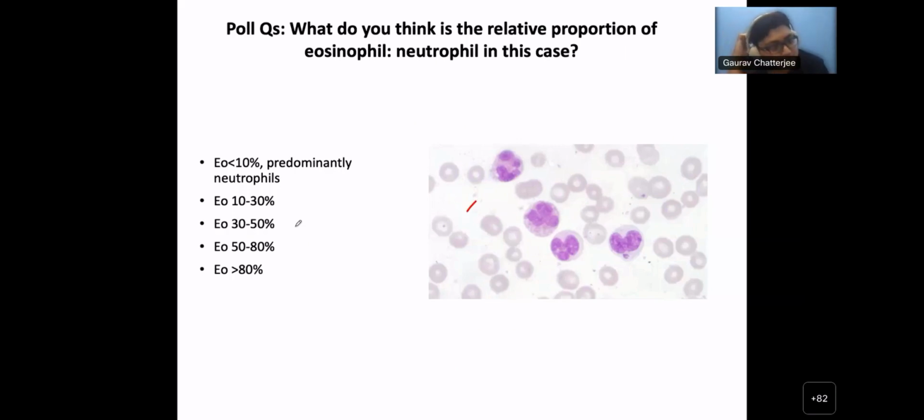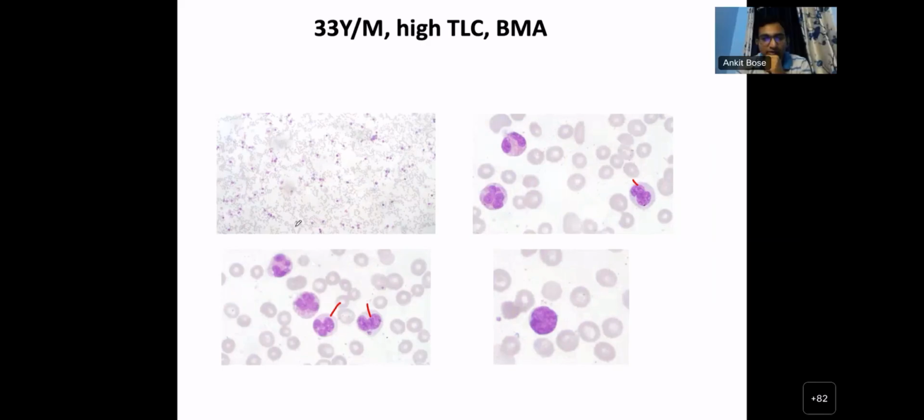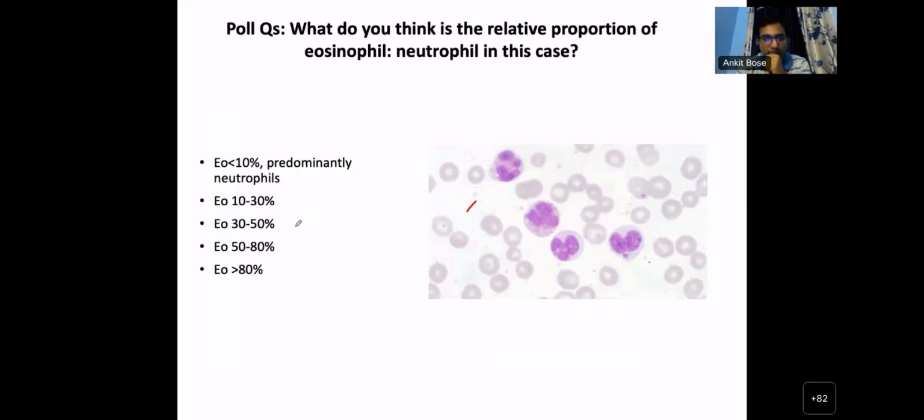So now can you tell me what is the proportion of eosinophils to neutrophils in this case, you think? Maybe we'll start with Ankit. What do you think, Ankit? And please, audience can write in chat section. What do you think is the eosinophil percentage and what do you think is the neutrophil percentage in this case? What do you think, Ankit? So eosinophils are less than 10%, predominantly neutrophils. Okay. Rishita in chat box says 1:1, so she says 50% eosinophil. Okay. What about you? Yes, sir, between 30 to 50. 30 to 50%? Okay. Ayushi?